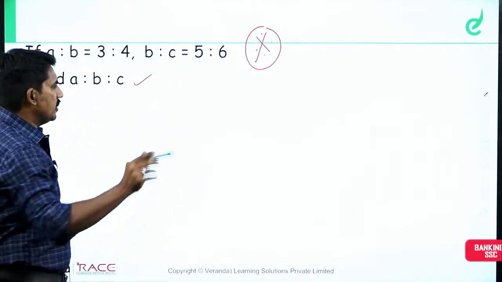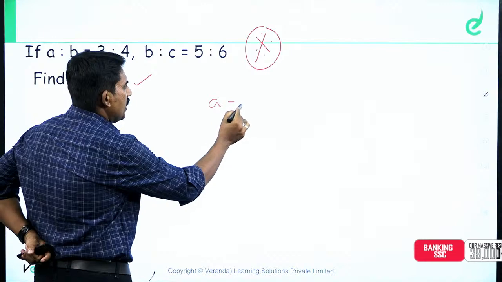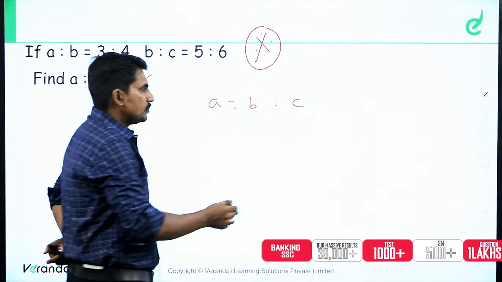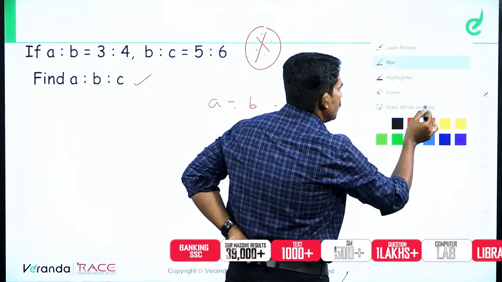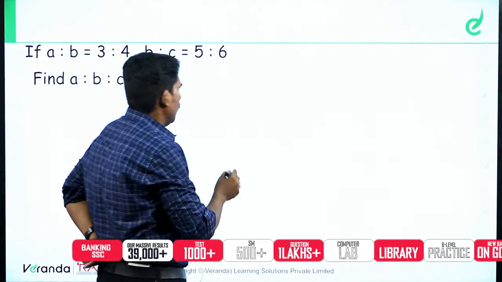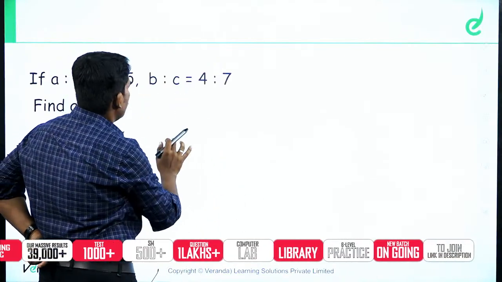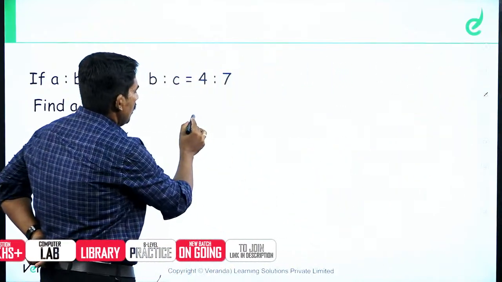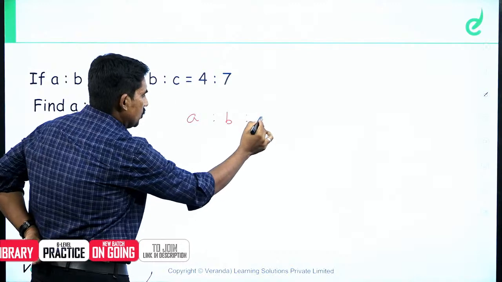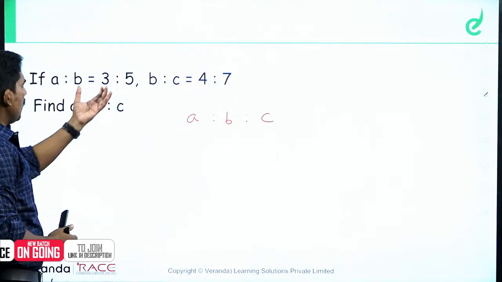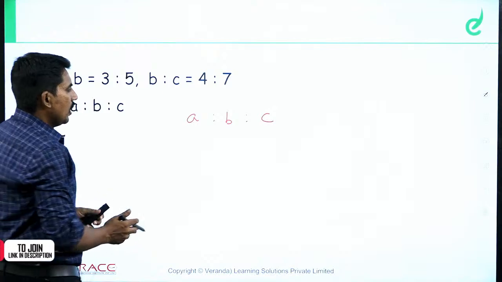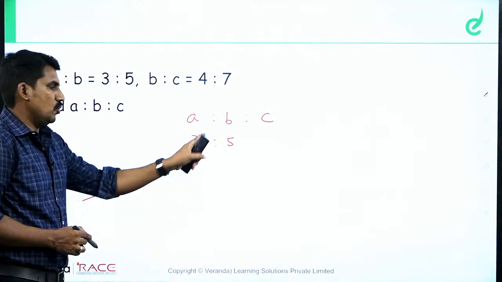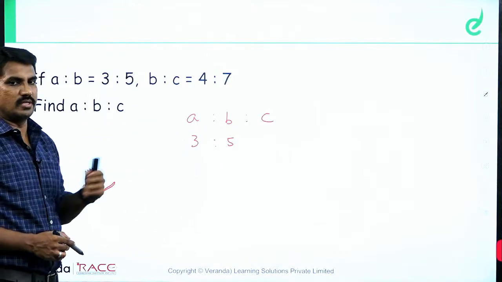How we can find the value, listen. We want to find A is to B is to C. So, write A is to B is to C like this. Now, for A and B, what is the value? 3 and 5. Exactly below A and B, write the values 3 and 5. A is 3 units, B is 5 units, just substituting the AB data.